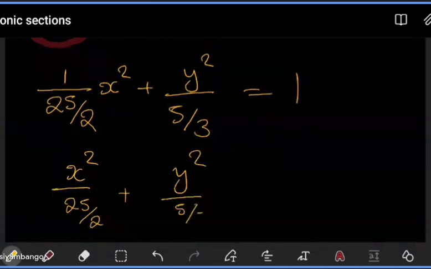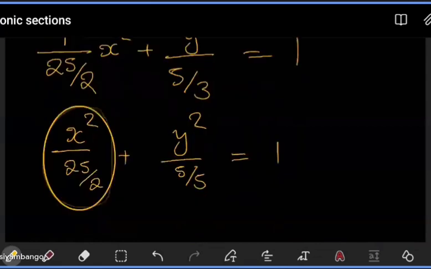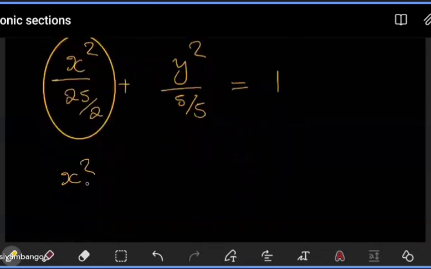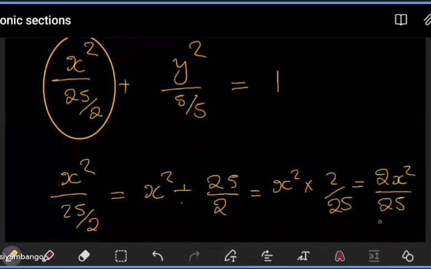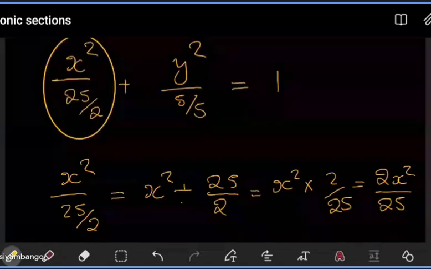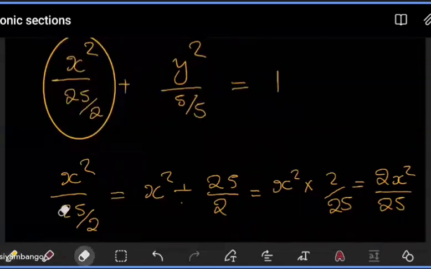Well, if you're wondering if this is actually okay, let's take this one, for example. That's basically x squared over 25 over 2, which is the same as x squared divided by 25 over 2. When you change the division to multiplication, this becomes x squared multiplying 2 over 25. And finally, this becomes 2x squared over 25. See that it reduces to exactly what we had. So this is a trick that you can use should you find yourself in such a situation.